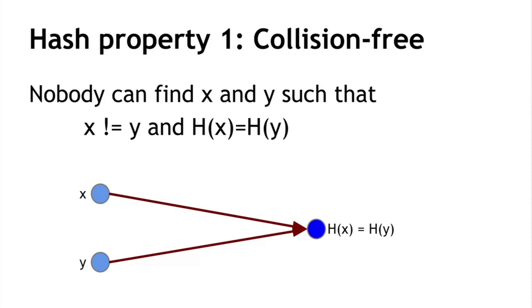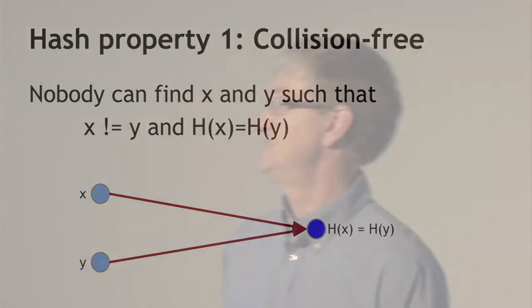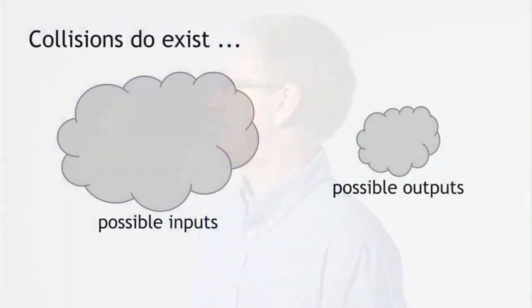Now, one thing to notice is that I said nobody can find. I didn't say that there is no collision. Because if you think about it, there has to be a collision. Collisions do exist, and to understand why that is, we can use this diagram. Over here on the left, I'm depicting all of the possible inputs to this function, which can be a string of any size.